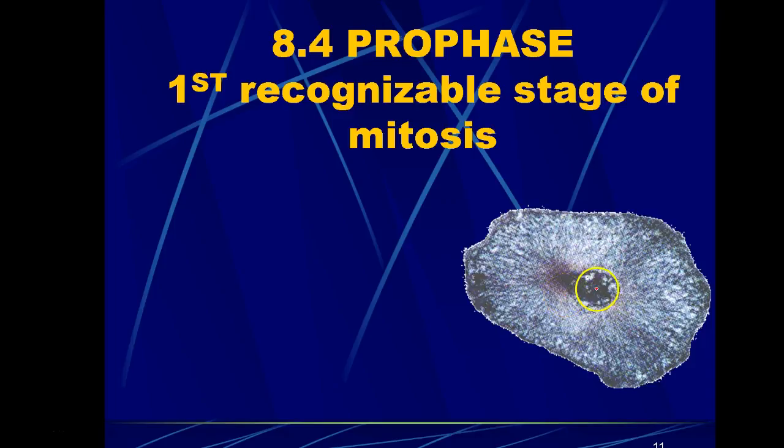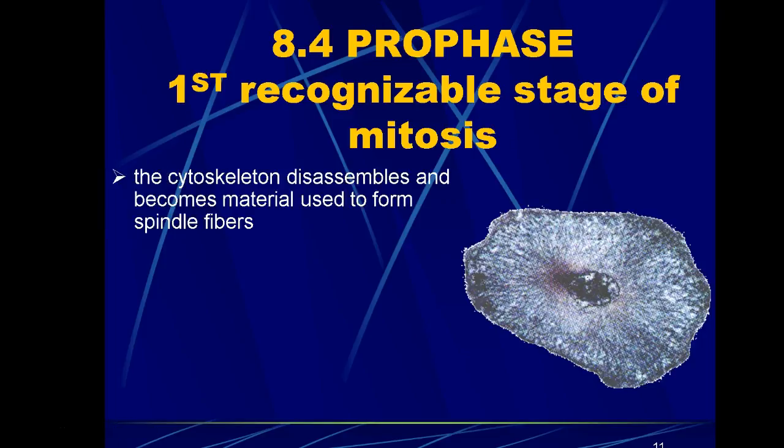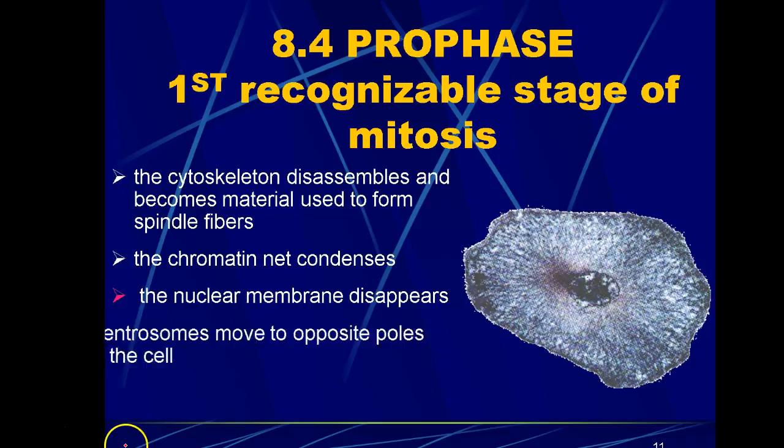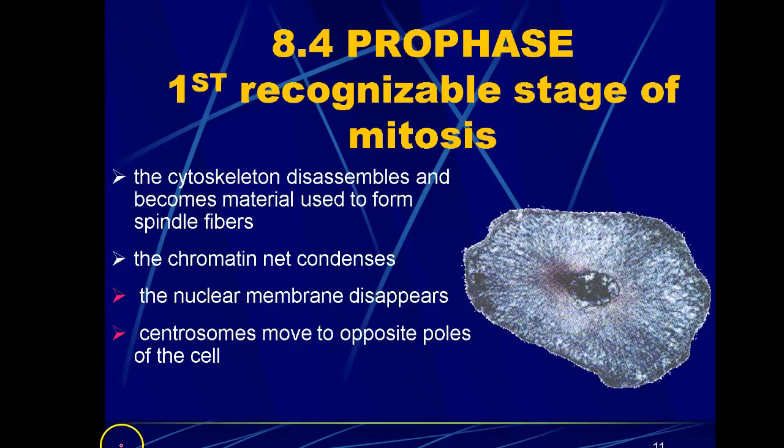Why? It's because this is when the chromosomes will condense, or the chromatin net will condense into chromosomes. You don't see the nucleolus, but there's a nucleolus there that's going to disappear along with the nuclear membrane. And then also the cytoskeleton has to break down, and that material again is going to be used to form those lovely spindle fibers. And then one of the other things that's going to happen, remember you have the microtubule organizing center for the cell.